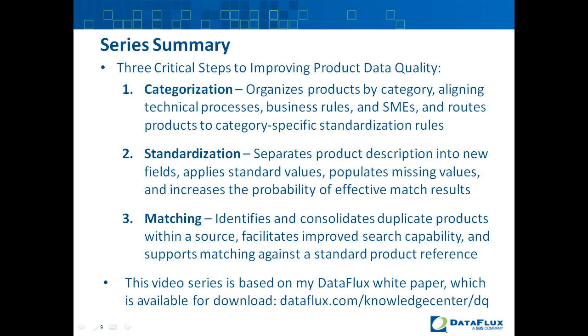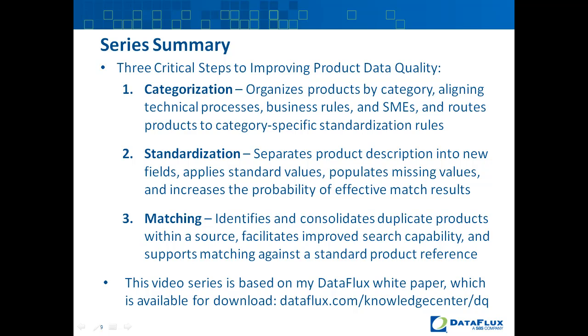So to quickly recap the series summary, we have talked about in this video series 3 critical steps to improving product data quality. The first step was categorization, which organized products by category, aligning technical processes, business rules, and subject matter expertise, and also allowed us to route our products to category-specific standardization rules, which again is often important because a lot of the content of product description fields, which contain a lot of symbols, abbreviations, and other content, can take on tremendously different context within different product categories. Therefore, categorization is an important first step in product data quality.